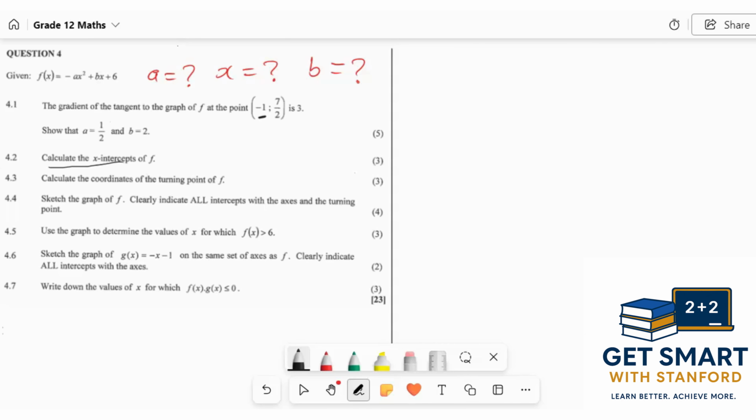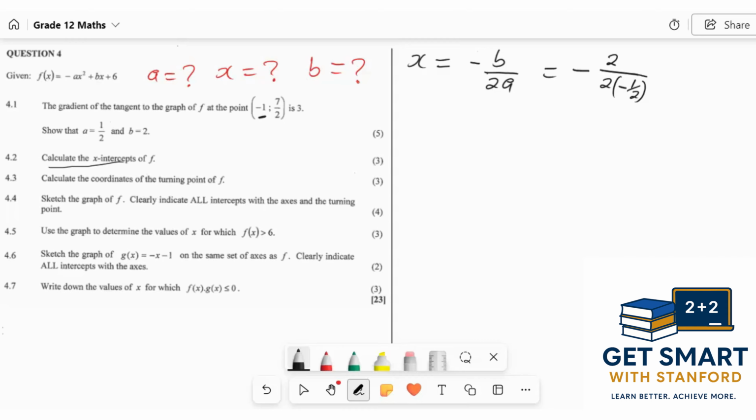We know that when we calculate the coordinates of the turning point, we just use this formula: x equals minus b over 2a. Now what is the value of b? We've calculated the value of b, and we found that it's positive 2, and the value of a is minus 1 over 2.